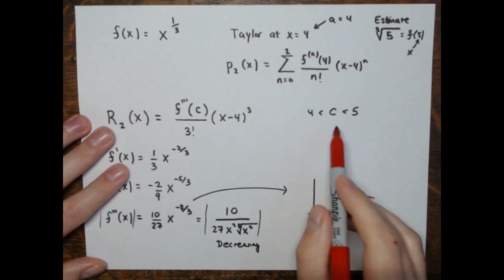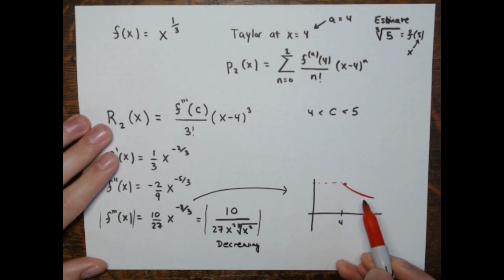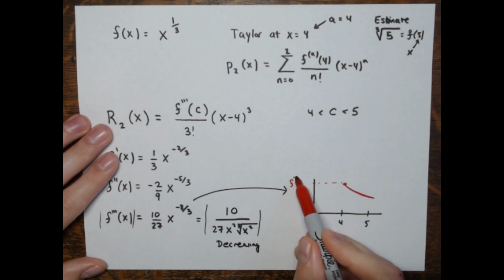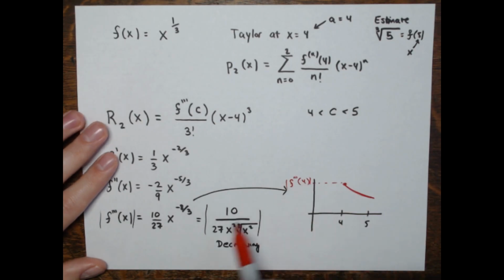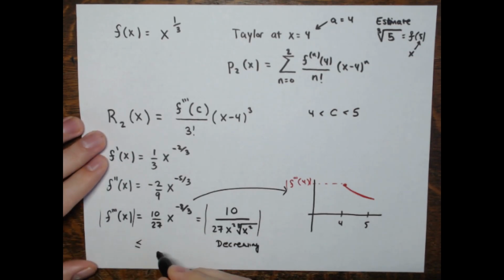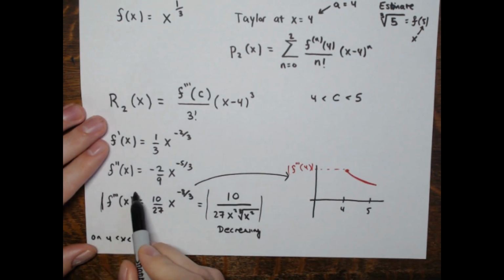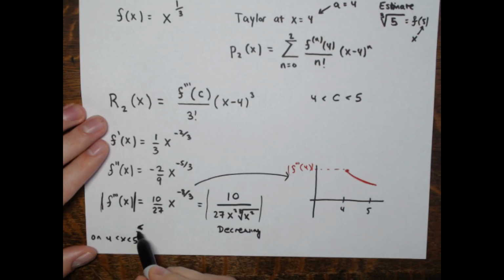So in this interval between 4 and 5, the value of this third derivative is always less than the value at 4. Here's f triple prime at 4. We'll do absolute value, but it's going to be positive anyway. So on this interval from 4 to 5, the absolute value of the third derivative is always less than or equal to 10/27 times 4 to the negative 8/3. I'll just put it in that way.